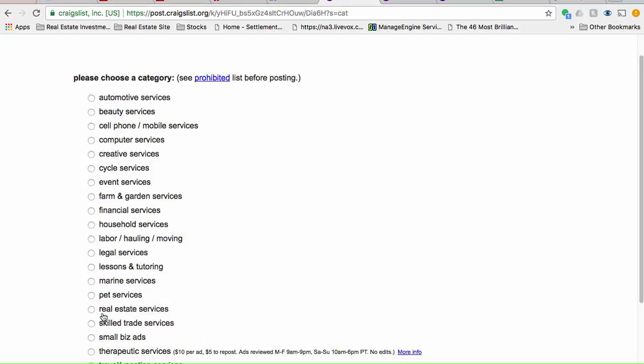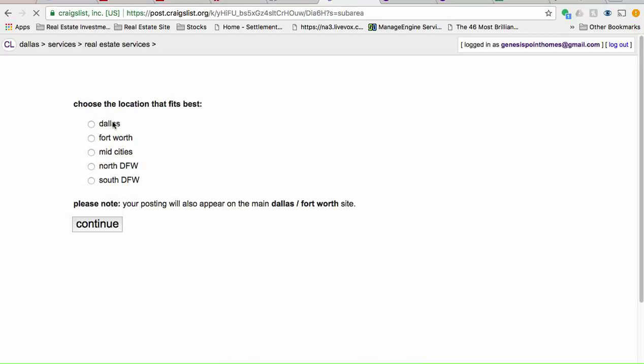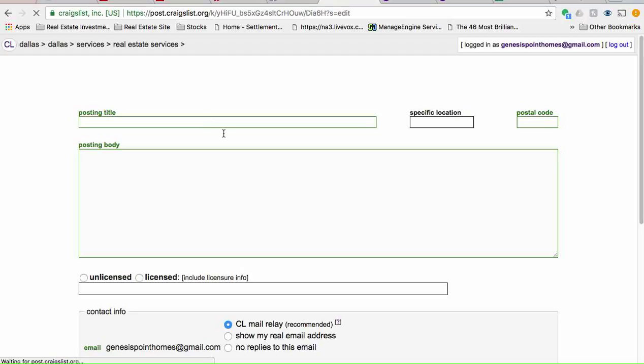And so once you click on these 3, you're going to go through and post 3 times, 2 times a day. Morning, afternoon, morning, night, however you want to mix it up. I try to do morning, afternoon, that way when people are coming back from work, or when they're at work, they're seeing the ads. Now, real estate services, once you've clicked on that, click Dallas, and you're going to keep it real short and sweet.